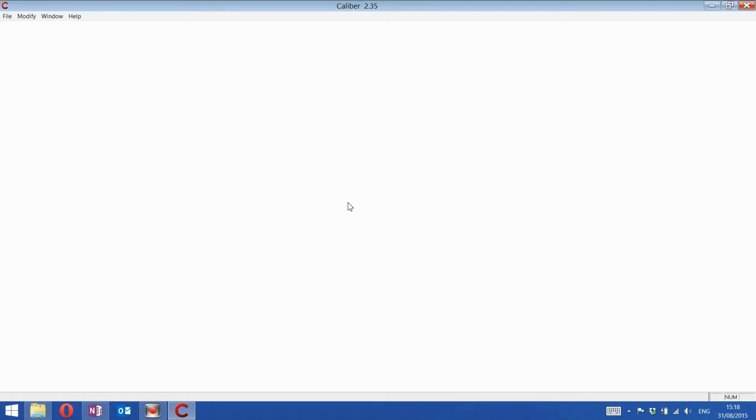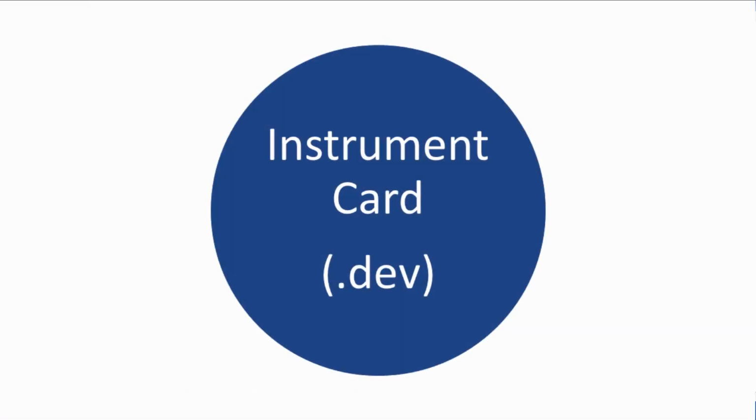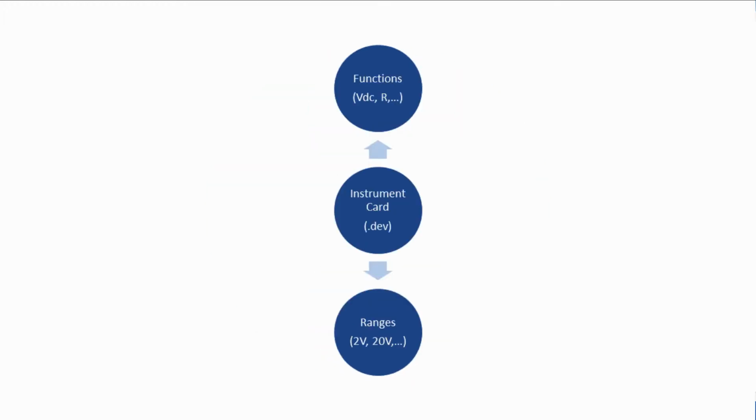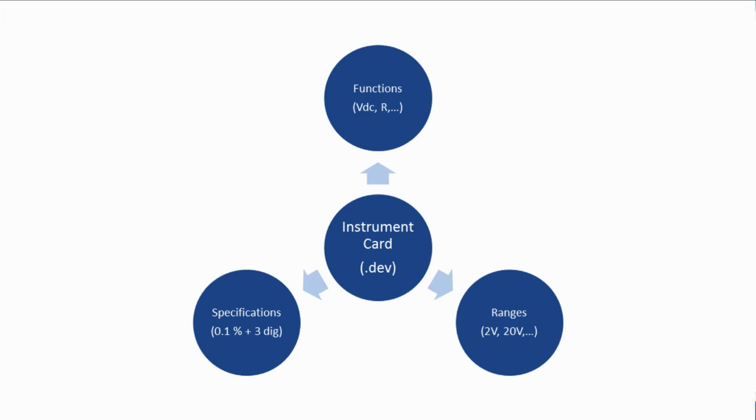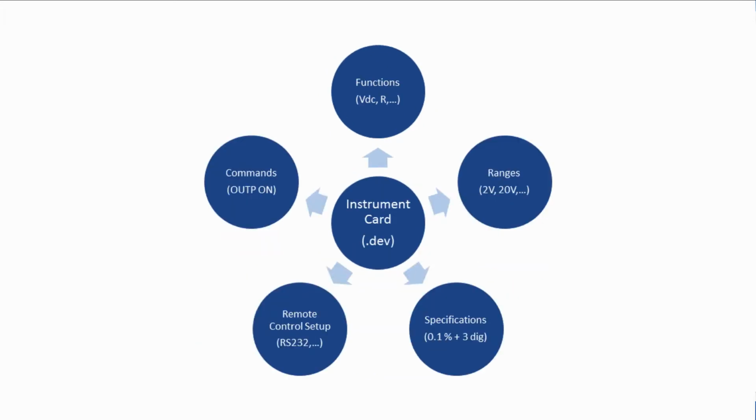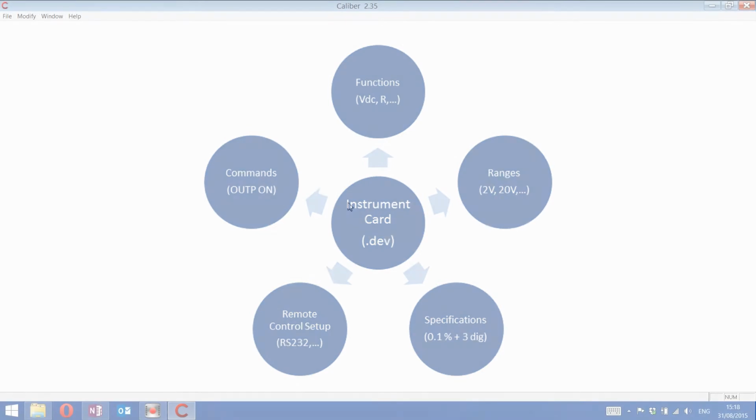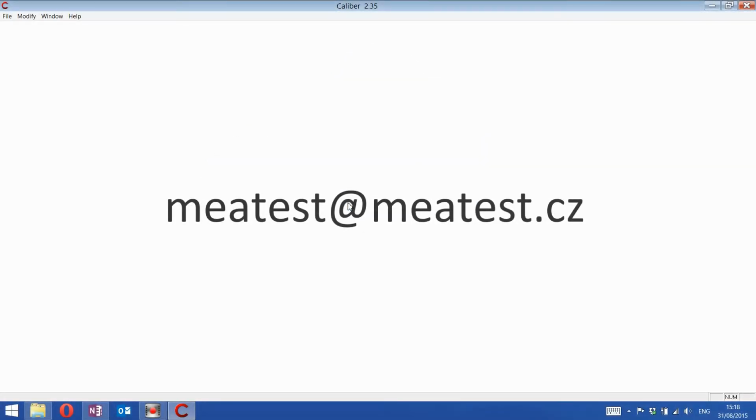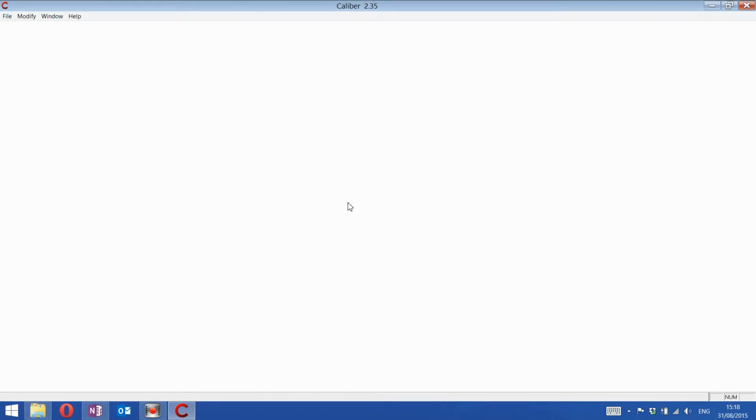Instruments in Calibre are represented by instrument cards, which contain all instrument-related data like functions, ranges, specifications, remote control setup, and commands. If you want to be 100% sure about your custom instrument card, please write to us and ask for an on-demand instrument card. Our specialists will make sure that you get a valid and verified instrument card for instant use.